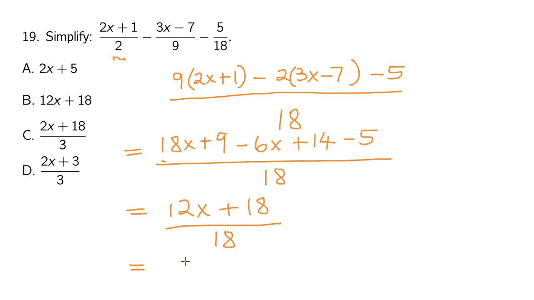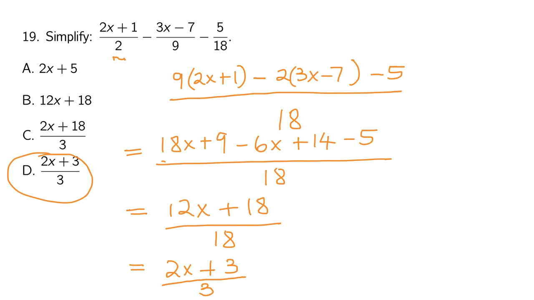Then we can divide through by, let's say, 6. So when you divide 12x by 6, you have 2x. When you divide 18 by 6, you have 3. And then when you divide the denominator also by 6, you get 3. So we have 2x plus 3 all over 3, and that's D.